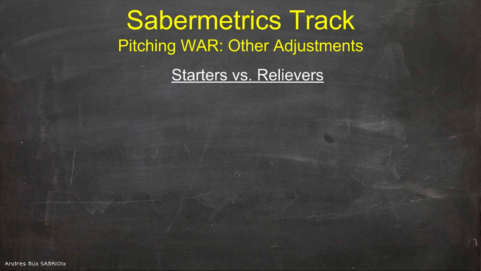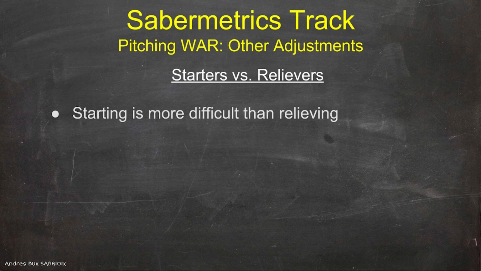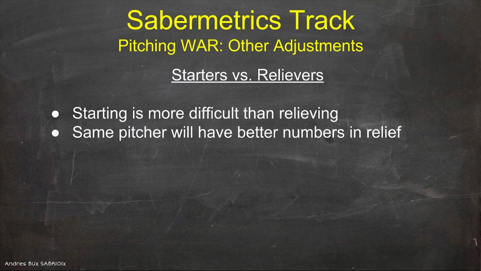So the other big question here is starters versus relievers. We talked about this briefly in a previous video, but starting is more difficult than relief pitching. And fundamentally, this comes from looking at relievers who become starters and starters who become relievers. They have better numbers in relief, and it's probably a function of the ability to throw harder because you know you're not going to be throwing as long as a starting pitcher would.